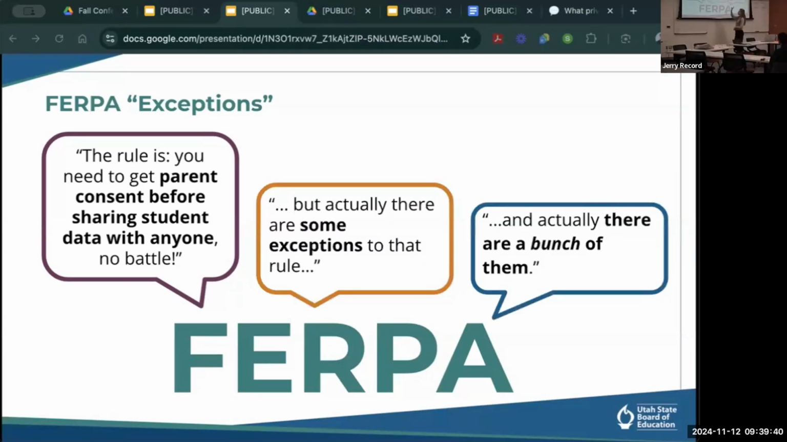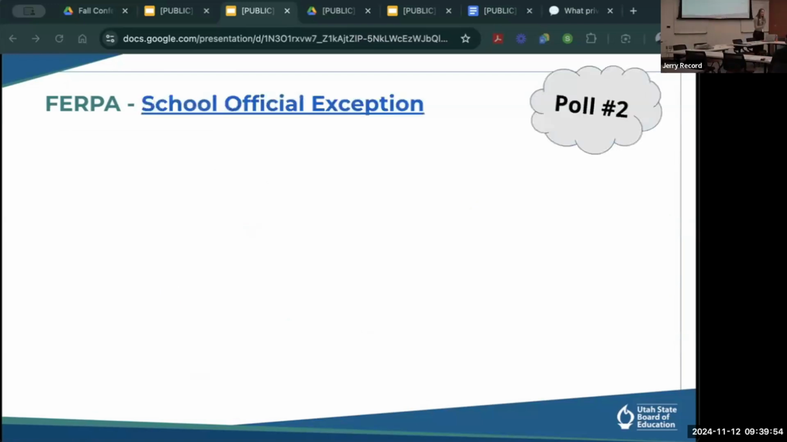So again, when I say a FERPA exception, what I mean is it's an exception to the rule that you always have to get parent consent first. So a FERPA exception means an exception to the rule for getting parent consent. Okay, so we're going to dive into the two most commonly used FERPA exceptions, an exception to the rule that you have to get consent before sharing.